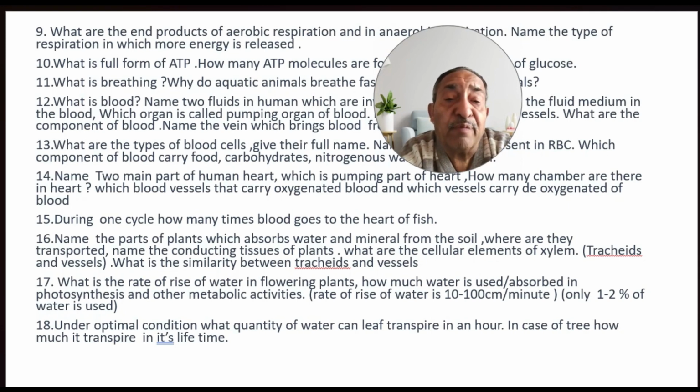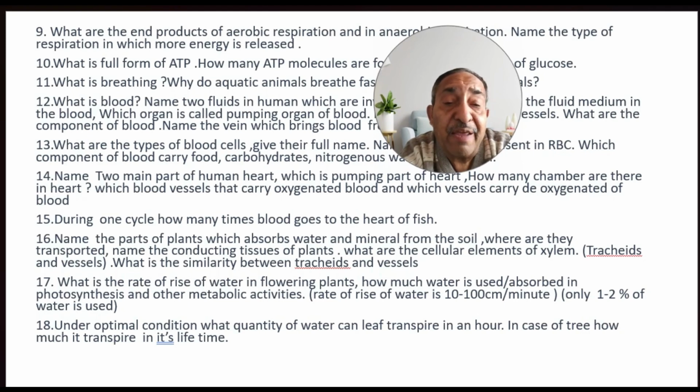Next, name the two main parts of the human heart. Which is pumping part of the heart? How many chambers are there in the heart? Which blood vessel carries oxygenated blood and which vessel carries deoxygenated blood? Next, during one cycle, how many times does the blood go to the heart?